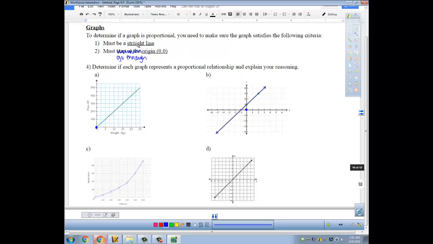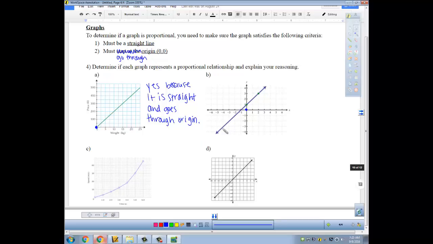So looking at number 4, I first want to see, is it straight? Yes. Second, did it go through 0, 0? Yes. So this would be yes, because it is straight and goes through the origin. So origin is just another word for 0, 0.